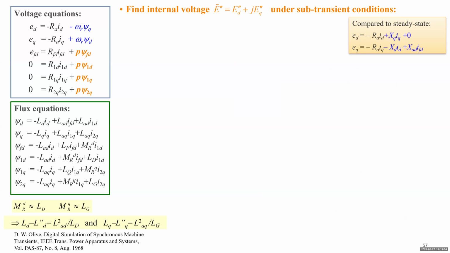So we start from the list of voltage equations and the flux linkage equations. Our first goal is to tell what E double prime is. E double prime tilde as a phasor has a real part, ED double prime, plus j EQ double prime. And this is for the sub-transient dynamics.